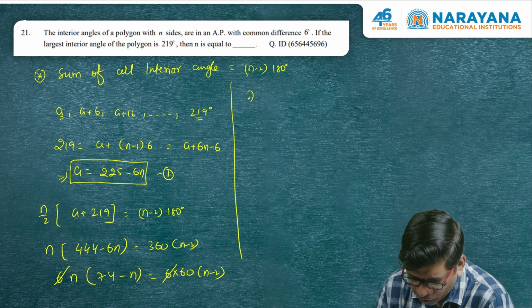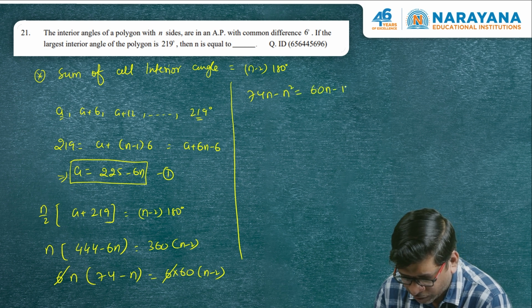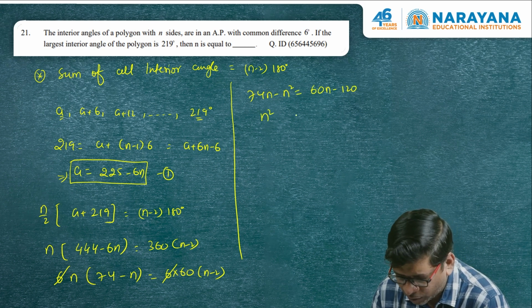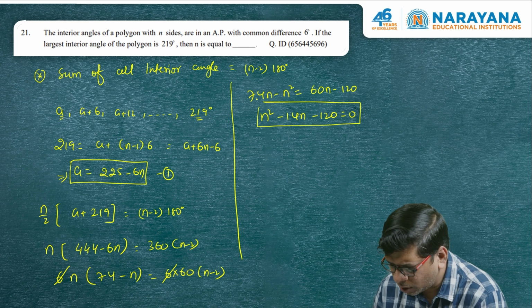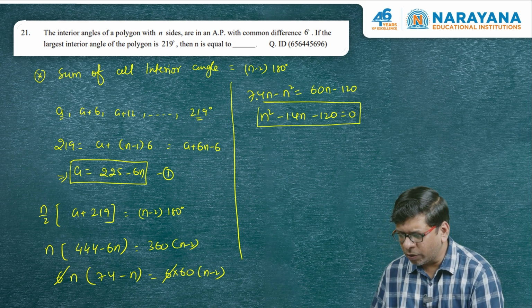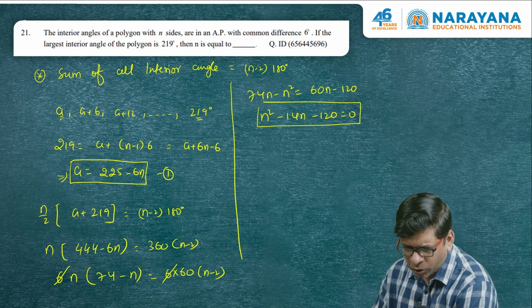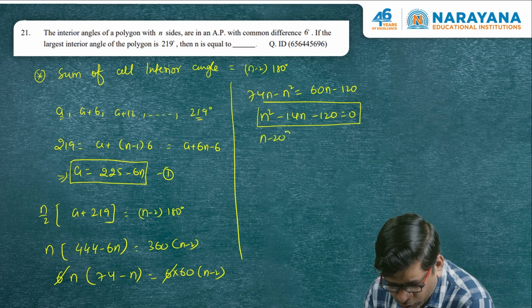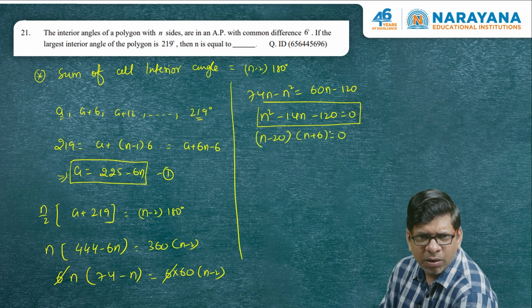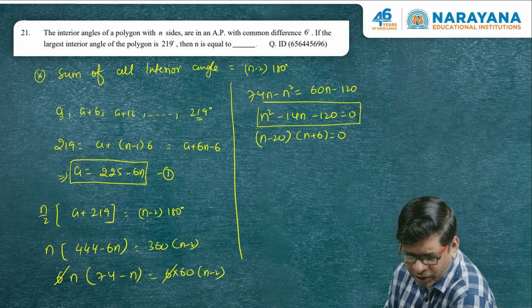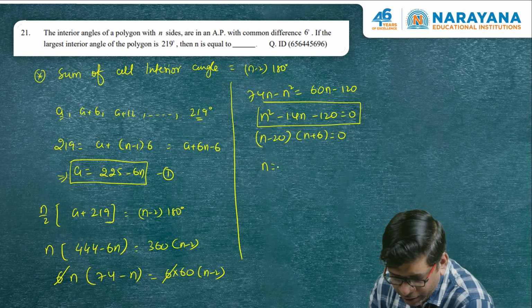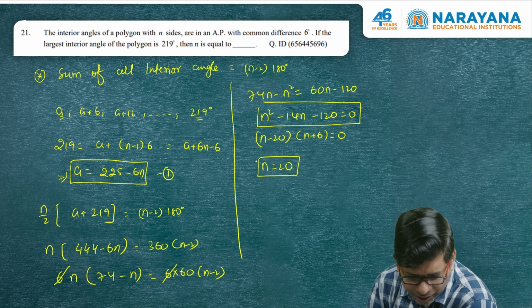So what will we get? 74n minus n square equals 60n minus 120, which is n square minus 14n minus 120 equals 0. If you want to factorize this, it is n minus 20 into n plus 6 equals 0. Factorization. We need the value of n. n should not be a negative integer, it should be a positive integer. So n should be 20. So 20 is the correct answer for this question.